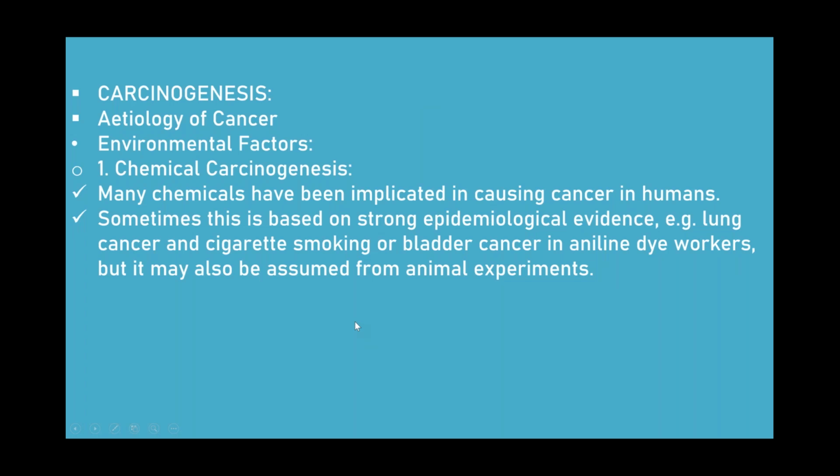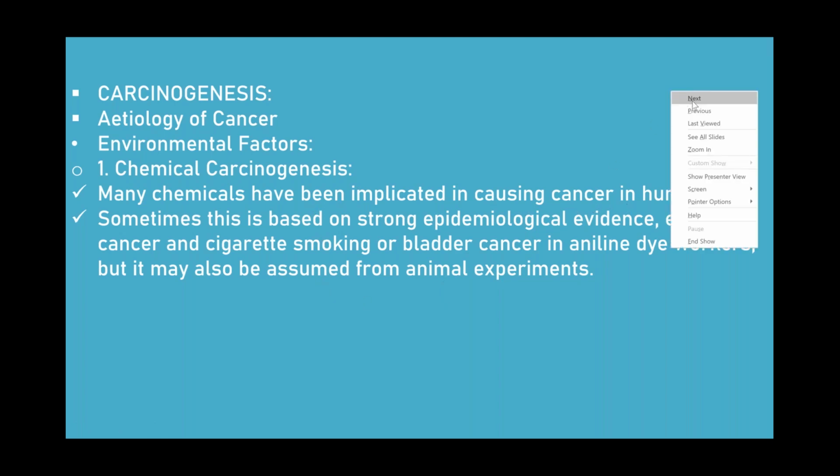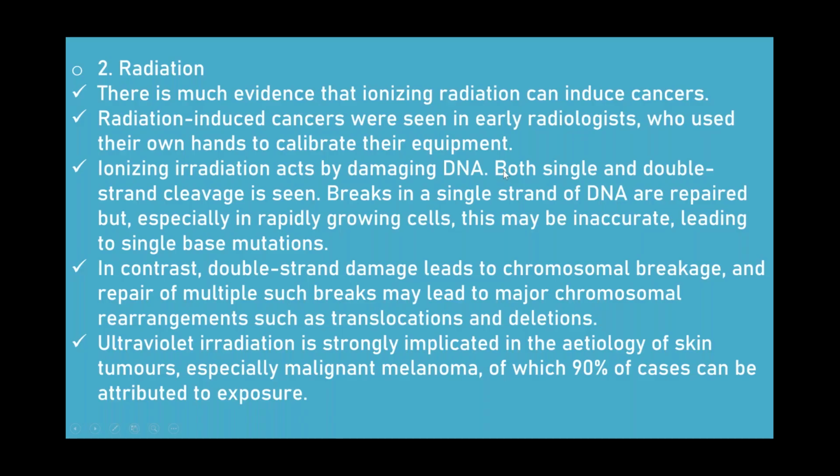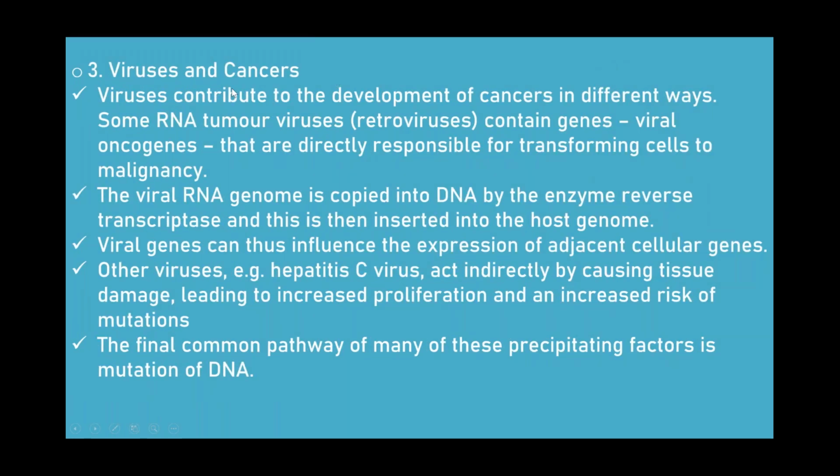Carcinogenesis: what is the etiology of the tumor? These may be environmental factors, so there are many chemicals implicated in causing cancer in humans. This is about some chemicals associated with human cancer. Chemicals here include alkylating agents, chemotherapy that can lead to leukemia, asbestos that can lead to mesothelioma, and other chemicals. Also radiation can cause tumors, and there are also viruses and cancers.